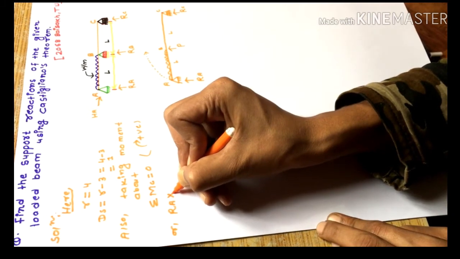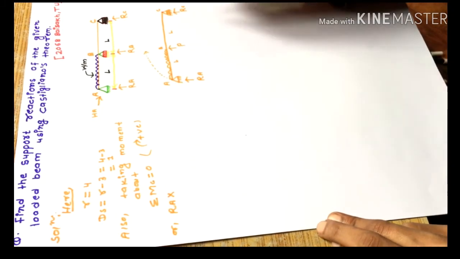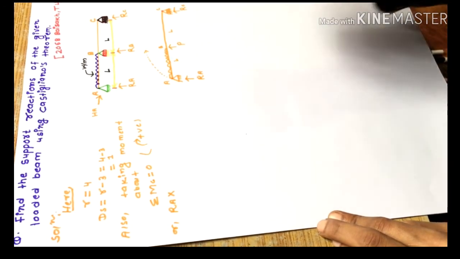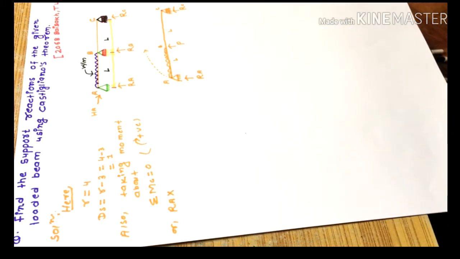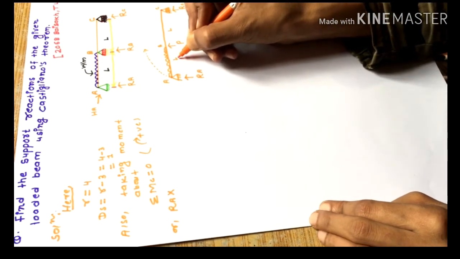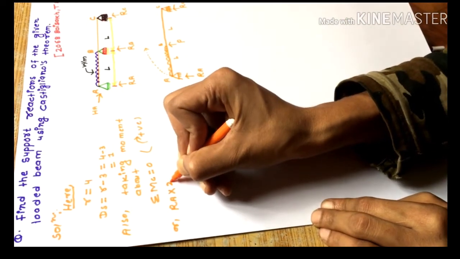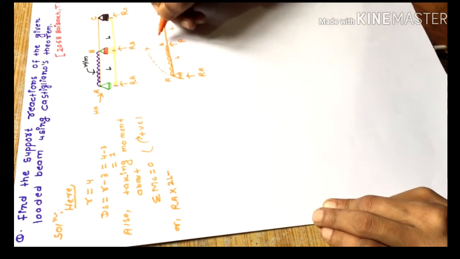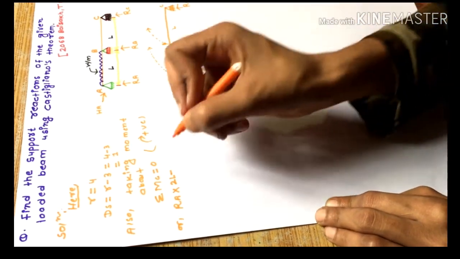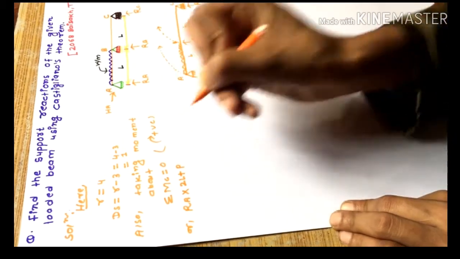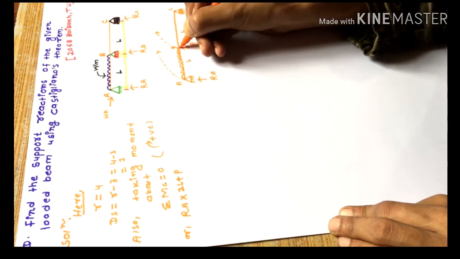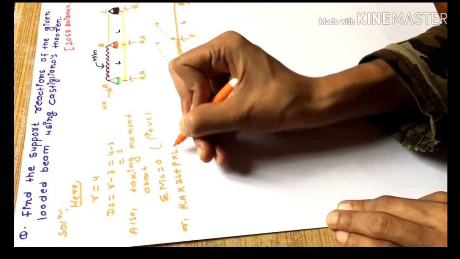RA into the perpendicular distance from C. If RA is the reaction acting at A, then to calculate the moment we need the perpendicular distance. So here we can see the perpendicular distance is L and L, that is 2L. Minus P will rotate this figure like this, that is clockwise. So clockwise moment is positive here. P multiplied by L, the perpendicular distance is L, that is P into L.